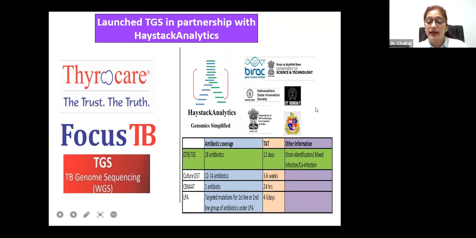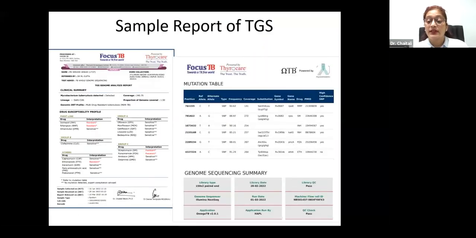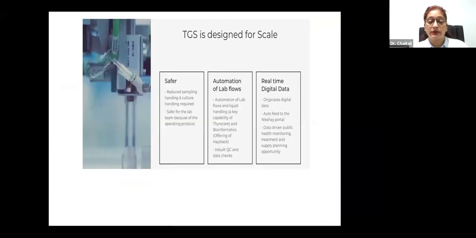It gives us the strain identification, co-infection, and mixed infection information also. So this is the report format which has already been talked about. At Thyrocare, we are looking for safer automation with the lab flows and real-time digital data.